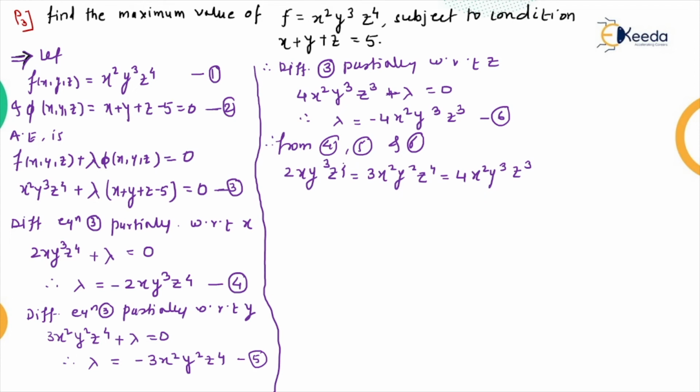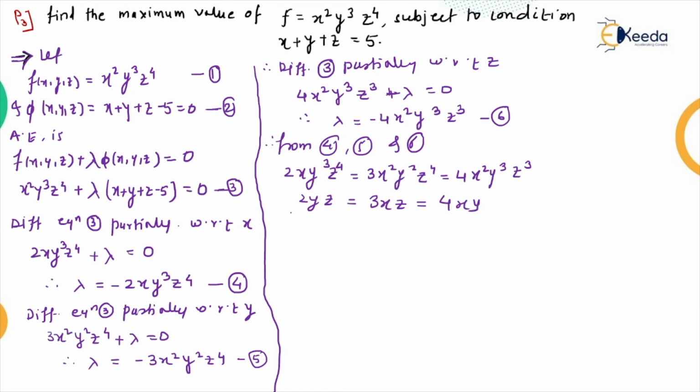Means the first term we get after differentiating with respect to x, the second term after differentiating with respect to y, and the third term after differentiating with respect to z. Okay, so cancel the minimum power of x first. In the first equation we cancel x, so the remaining is yz. After cancelling the minimum power of x, y and z, the remaining part becomes 2yz, that is equal to 3xz, that is equal to 4xy.